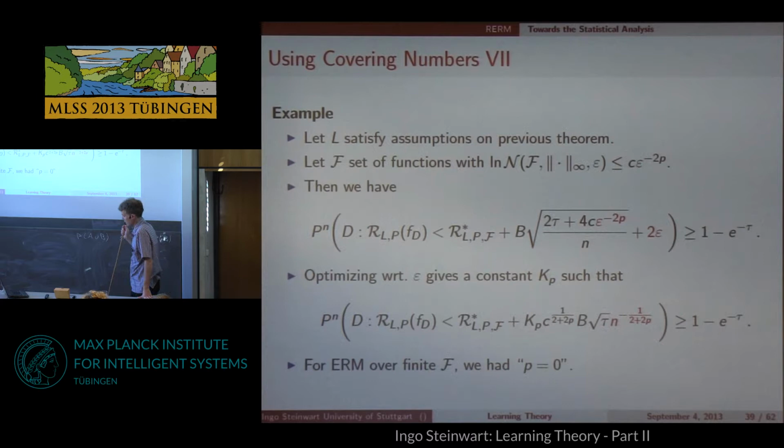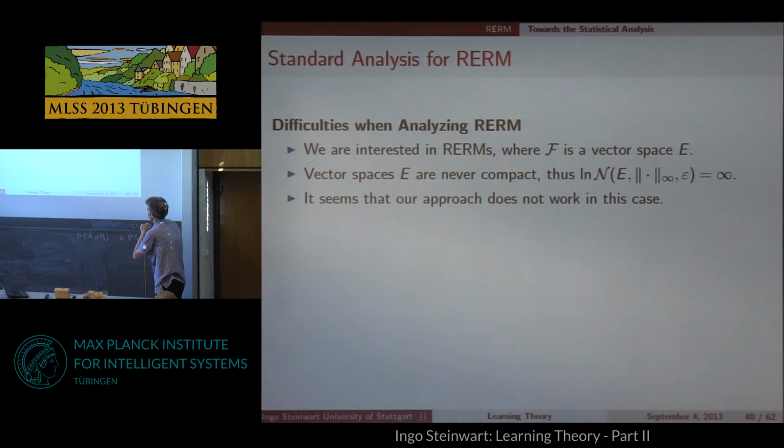And now we also have to deal with the regularizers. So what are the difficulties here? I mentioned that we are now interested in regularized empirical risk minimizers where our underlying set of functions is actually a vector space. Vector spaces are never compact, except the zero space, because they're not even bounded. Therefore, we always have infinite covering numbers for these spaces, which is too bad. So apparently, the approach I talked about so far doesn't work at all.